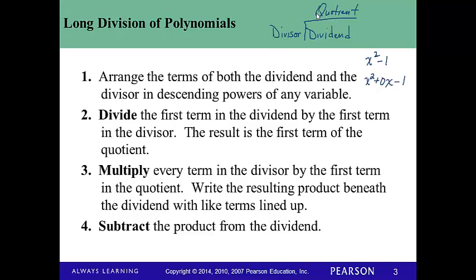Then you're going to multiply every term in the divisor by the first term in the quotient. So everything in the divisor is going to be multiplied by that piece that you just added into your quotient. Write the resulting product beneath the dividend with like terms lined up. And then you're going to subtract the product from the dividend. You'll be left with a new dividend. Of course, we bring down the next term.